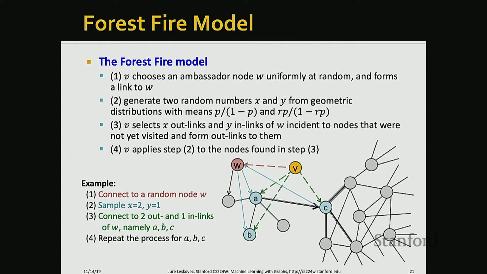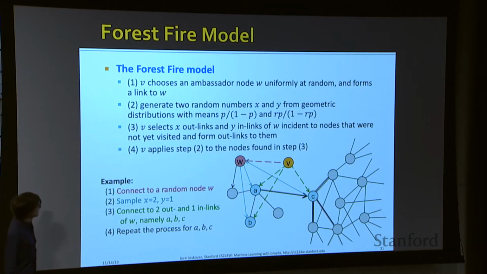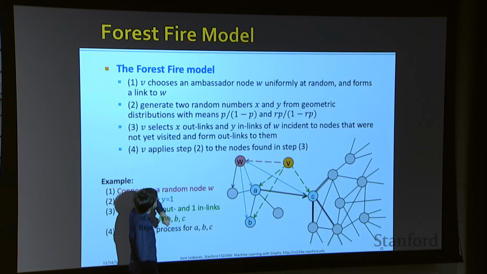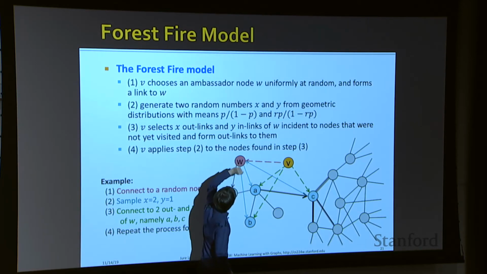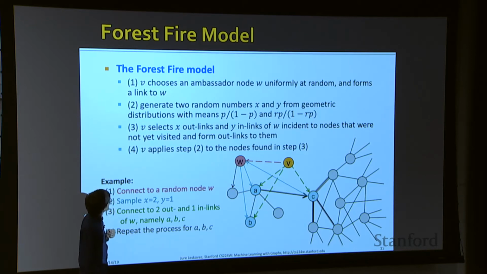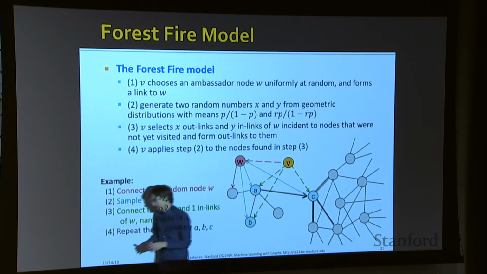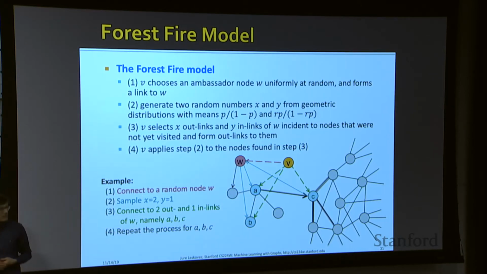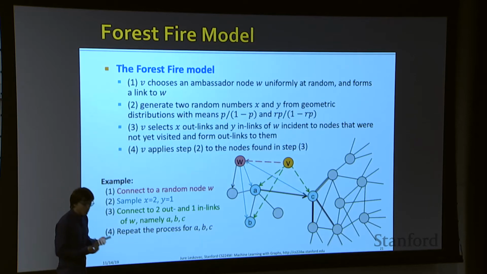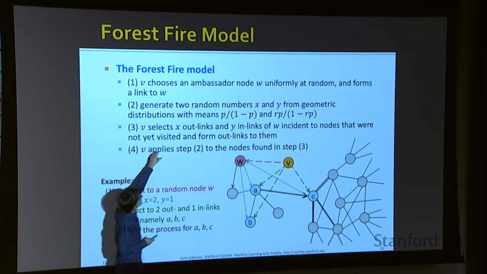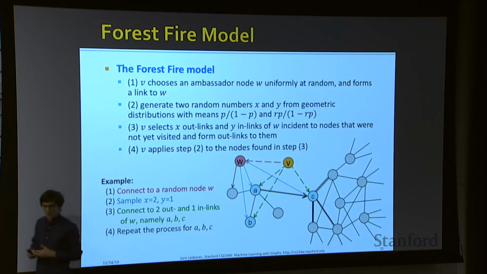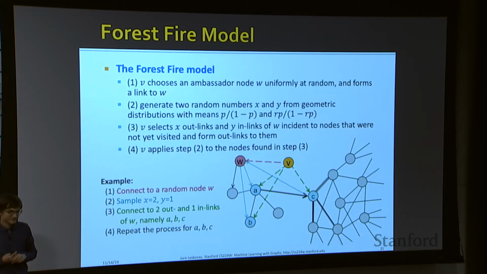Here are basically more details. But again, it's operating in iterations. At every iteration, a node will arrive and select the ambassador. And then here we start this recursive process where we determine how many out links and how many in links to burn, spread the fire along these links, and then continue the fire at the endpoints of those links. And we keep doing that until either we burn the entire graph or the process stops, which means that these coin flips would say don't burn any links, or the node has no links, or something like that. Okay? That's essentially the idea.